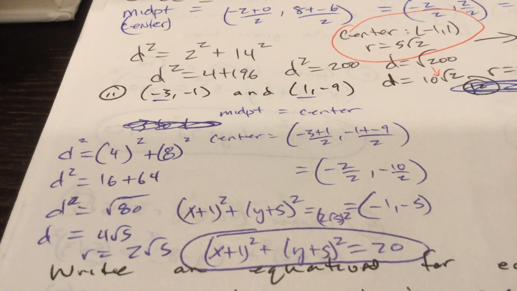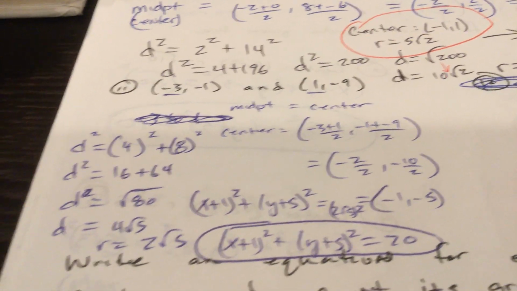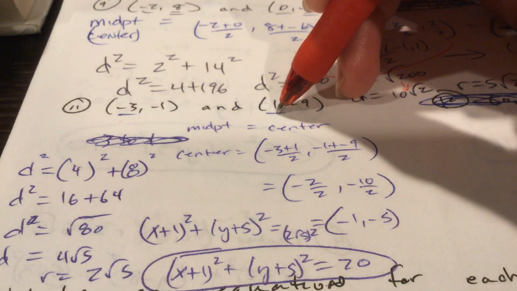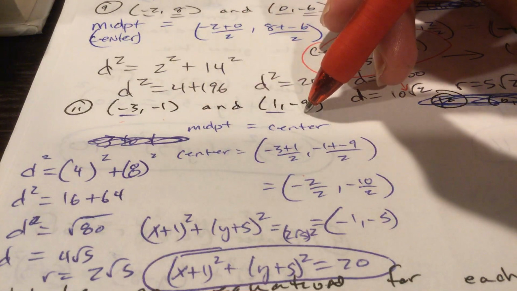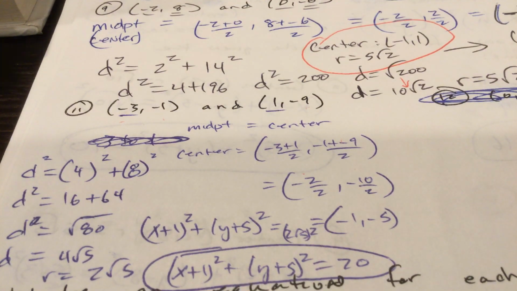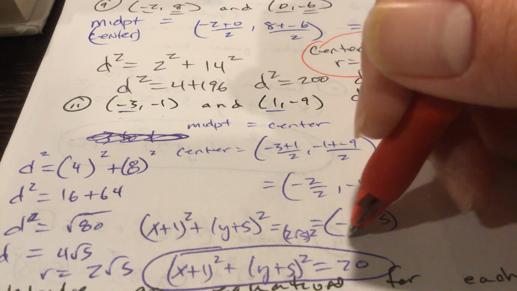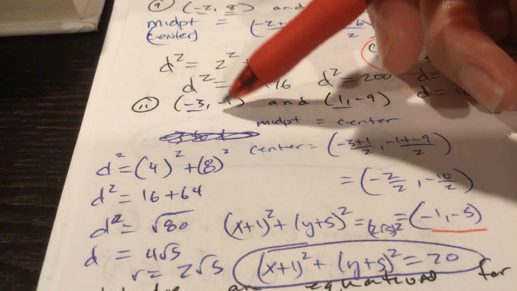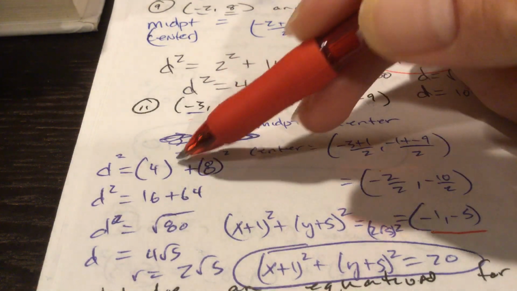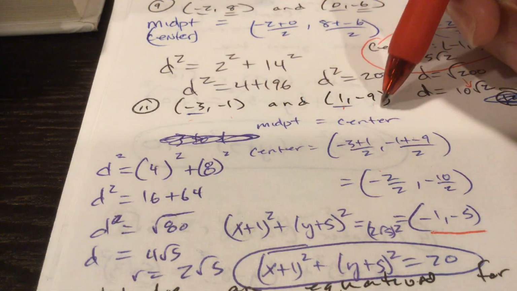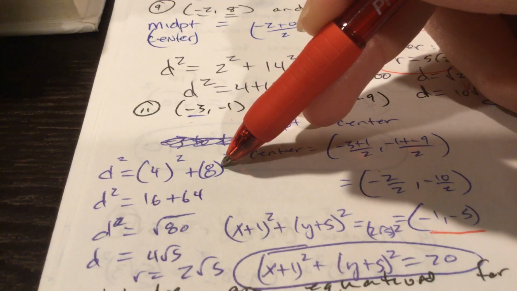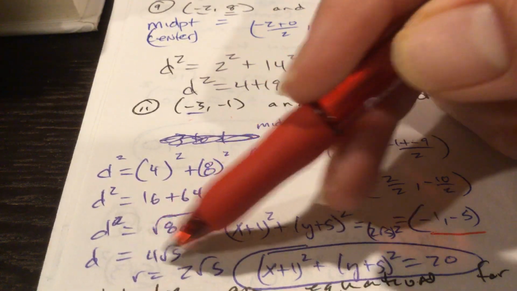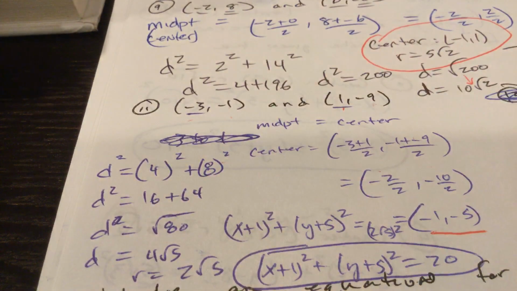Last one of that kind: negative 3, negative 1, and 1, negative 9 are endpoints of the diameter. Again, the midpoint is the center, so what I do is I take that negative 3, add it to 1, divide by 2. That negative 1, add it to negative 9, divide by 2. Negative 1, negative 5 would be my center. The diameter would be the distance between these 2 points. Negative 3 to 1, I went 4 in the x direction. Negative 1 to negative 9, I went 8 in the y direction. Distance squared would be 80, so the distance is the square root of 80. The square root of 80 is 4 root 5. The radius would be 2 root 5.